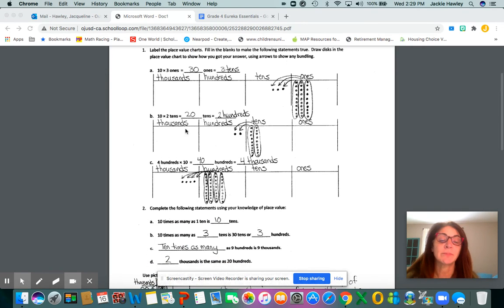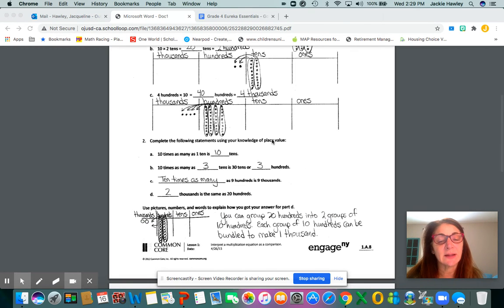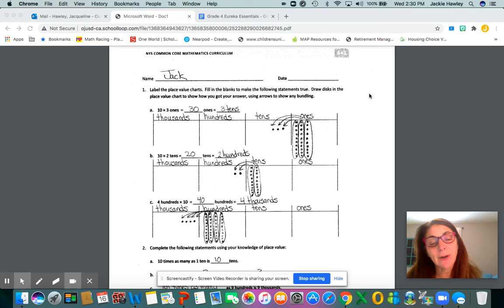Look at the next one. 10 times 2 tens equals 20 tens, because 10 times 2 is just 20. But you need to show it. If we have 20 tens, we bundle it, it's going to 200. I'm hoping this will help you recall what we did in class. So let's go down to the questions because that's where it gets complicated. Complete the following statements using the knowledge of place value.